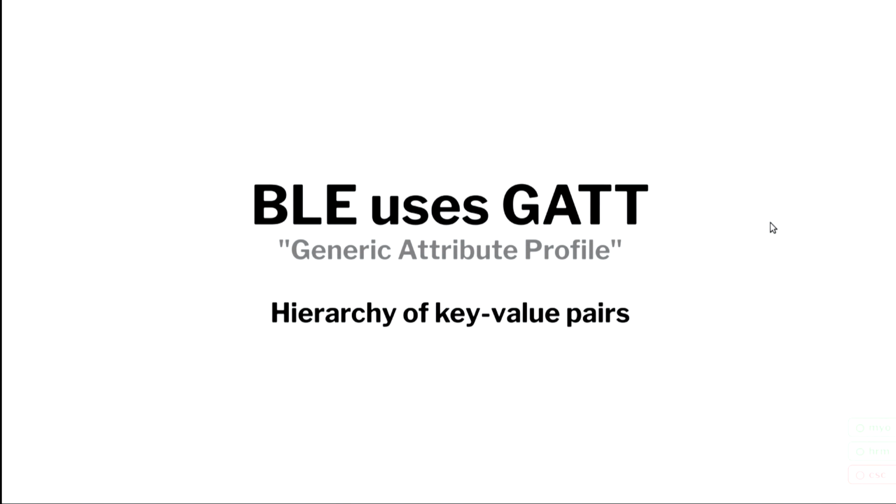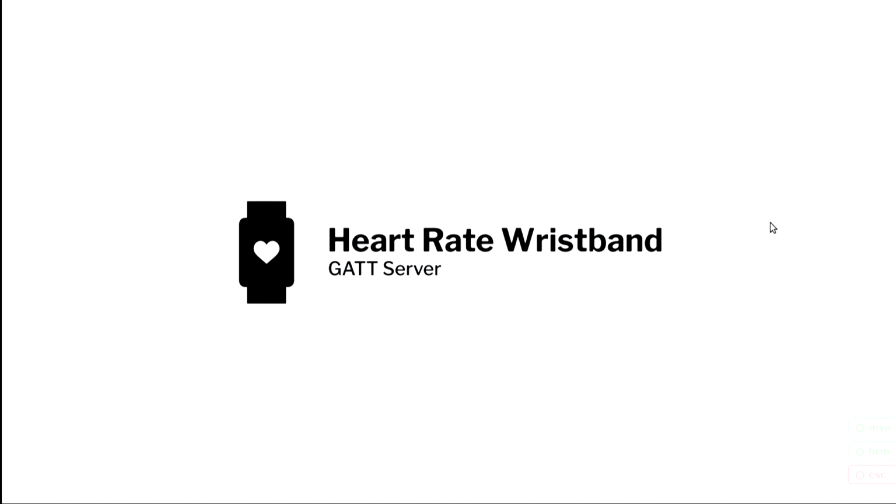Bluetooth Low Energy can be thought of as a hierarchy of key value pairs, what we call the Generic Attribute Profile, or GATT for short. So let's take a look at what this looks like. For example, let's say we have a heart rate wristband. In GATT terminology, we would call that a GATT server because it's what we connect to.